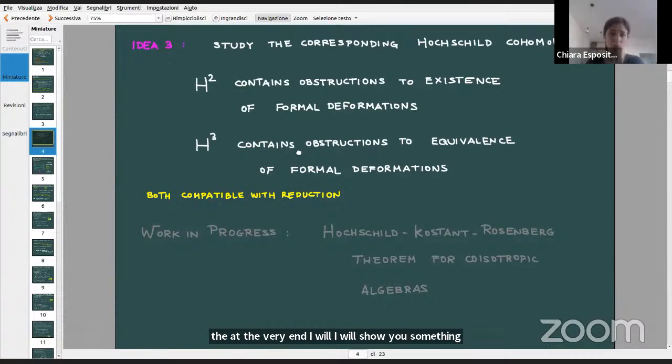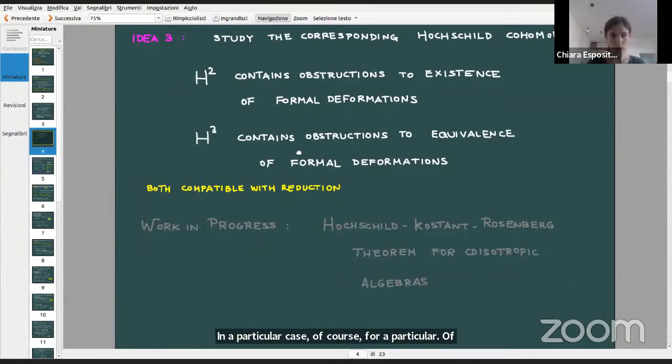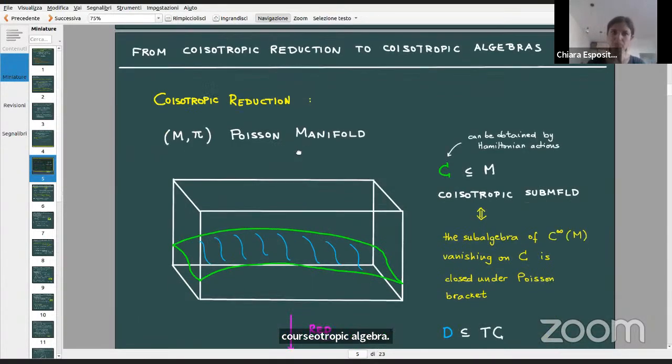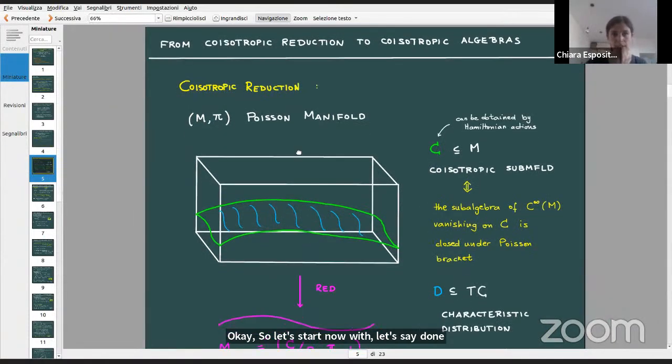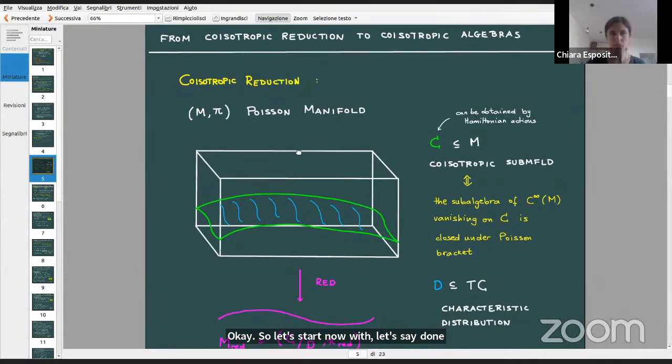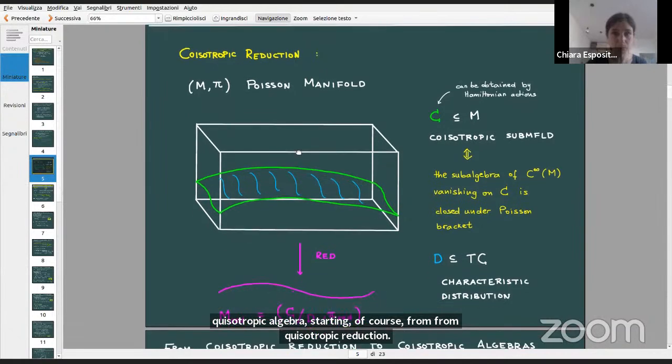So the Hochschild-Kostant-Rosenberg theorem gives us the cohomology at every level, in a particular case, of course, for a particular coisotropic algebra. Okay, so let's start now with the proto-example we have in mind. So we want to understand how to cook up a definition of a coisotropic algebra, starting, of course, from a coisotropic reduction. So what does it mean?